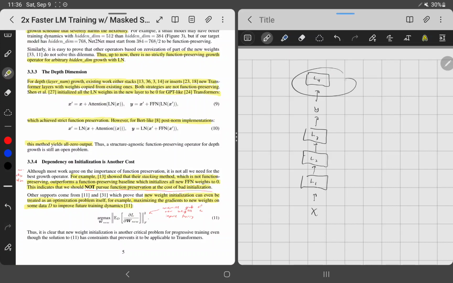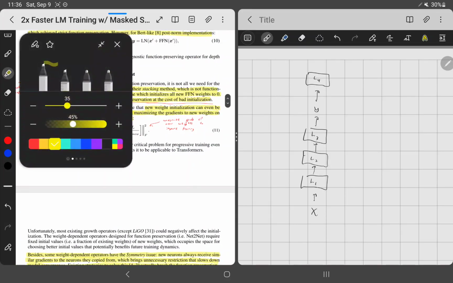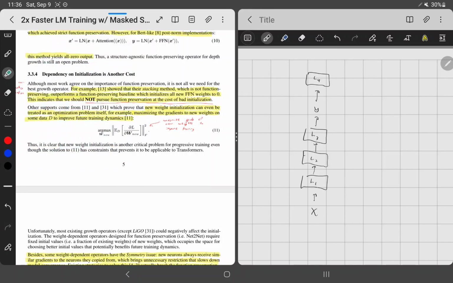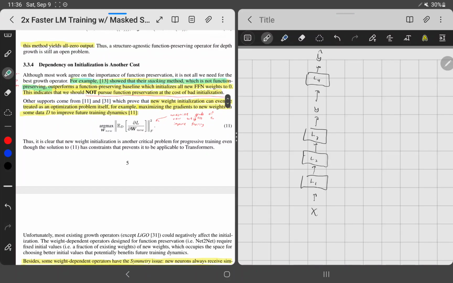So you can initialize these to zeros. However, they also mention later, right here, that zero initialization is not a good idea. For example, they showed that the stacking method, which is obviously not function preserving, passes through another layer, and if the layer is randomly initialized, then y is going to be different. So maybe this is y hat, and you want to retain y even if you add a new layer. But they find that the non-function-preserving method outperforms a function-preserving baseline with initialization of all zeros.